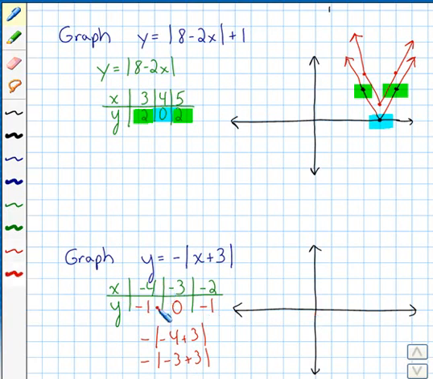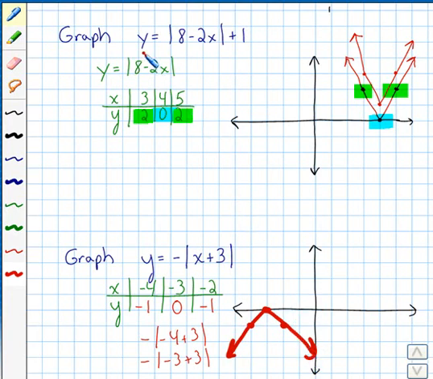We've got negative 4, negative 1, which would be here. We have negative 3, 0, which is there, and negative 2, negative 1, producing that symmetry. So the graph, as you can see, will turn upside down.